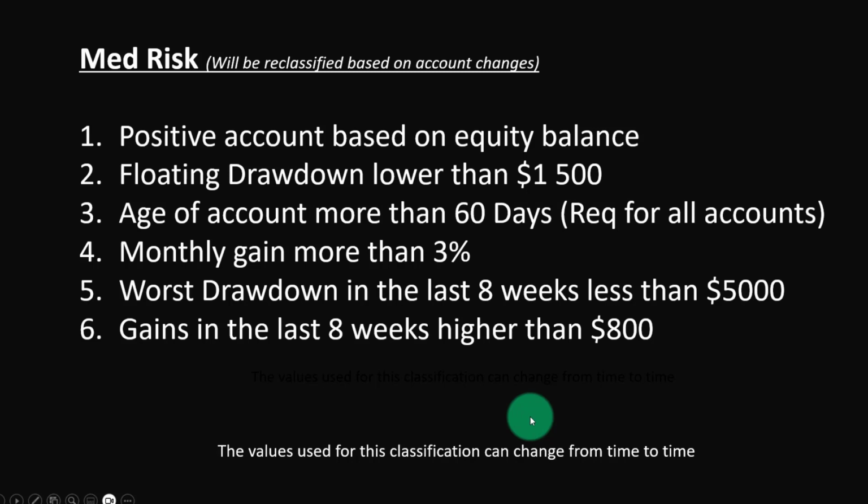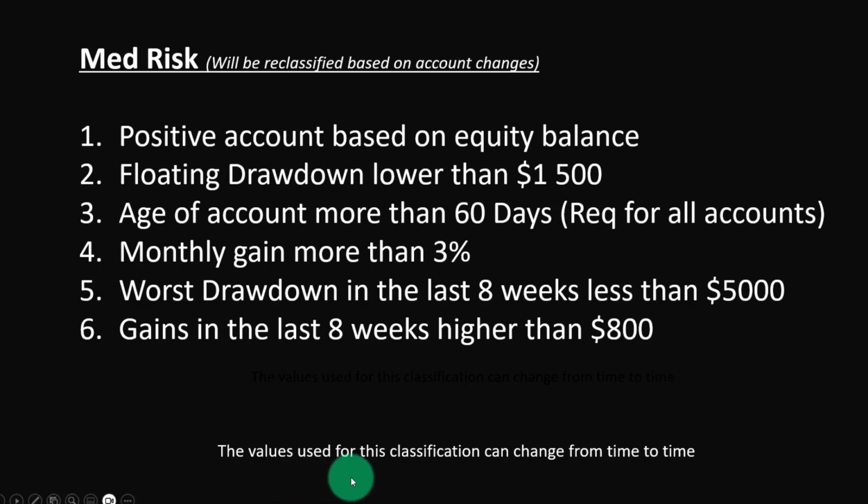Then the medium risk, and these values can change from time to time, but they will all be positive. They will have floating drawdowns lower than 1,500. The age of the account will generally be more than 60 days. The monthly gain will be more than 3%, and the worst drawdown in the last 8 weeks will be less than $5,000, and the gains in the last 8 weeks will be higher than $800. So that is where the medium risk accounts lie, and those are the ones that we encourage you to start your linked account service with.